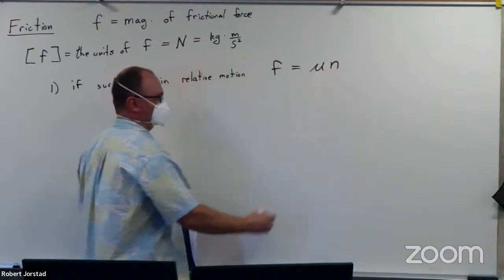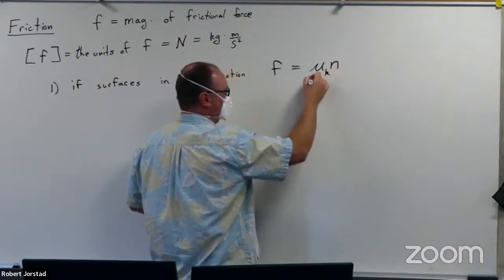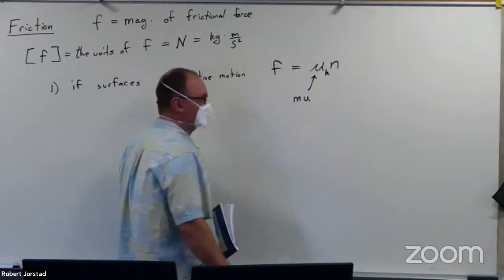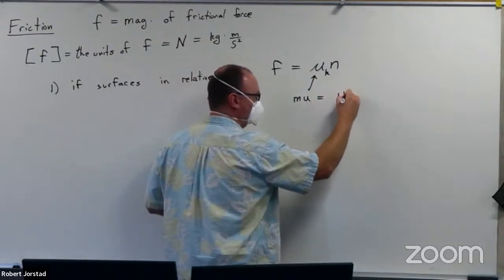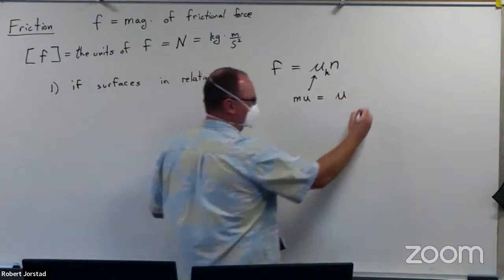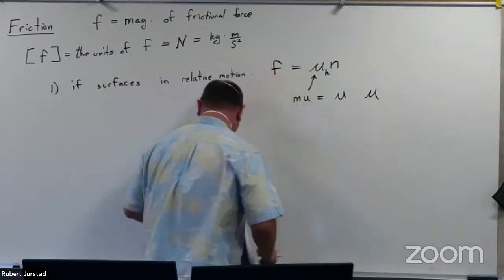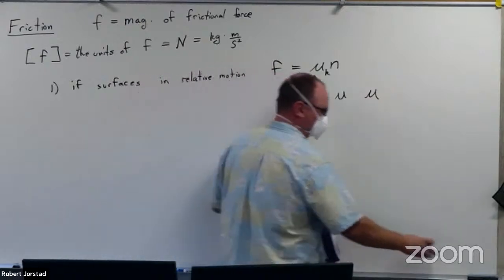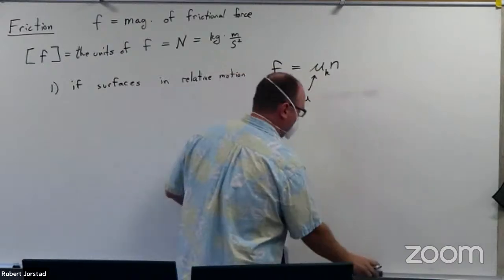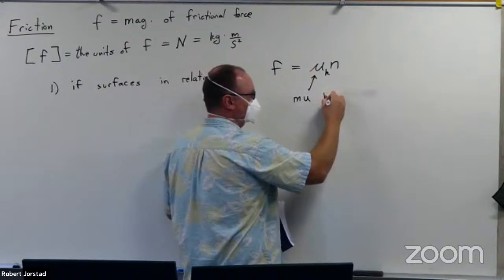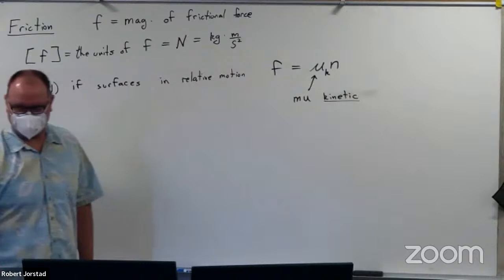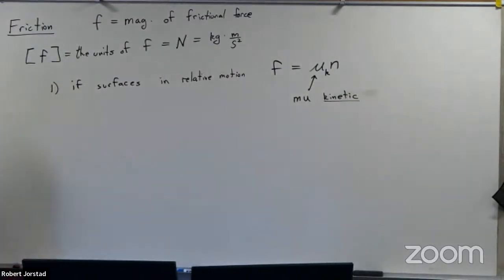If you are not used to this symbol, this is the Greek letter mu. If you don't know how to draw it, draw a letter U and then just draw an extra line down. Okay? Draw a letter U, draw an extra line down. It's not an M, it's a Greek letter mu. Notice the subscript k. We're going to call this mu kinetic. Mu subscript k means mu kinetic.